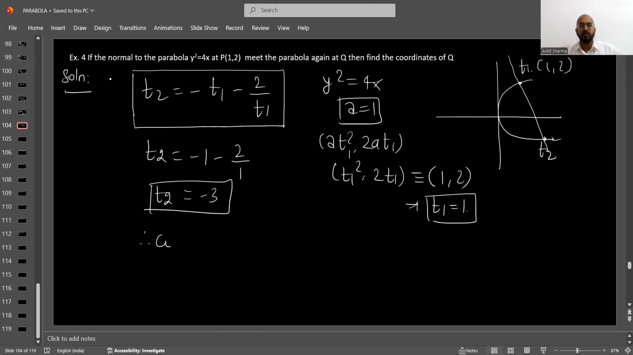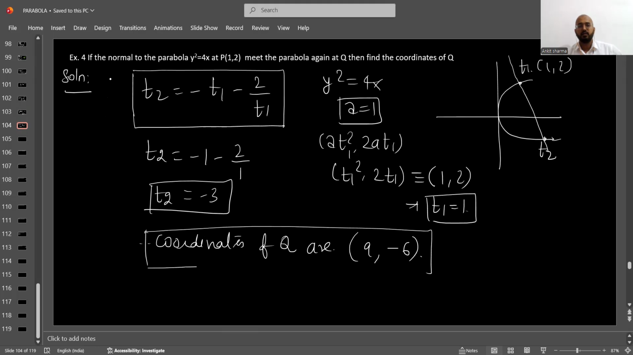So therefore, coordinates of Q are, a is 1, so t2 square, which is 9, comma, minus 6. So these are the other endpoints, where my normal is going to meet the parabola again.